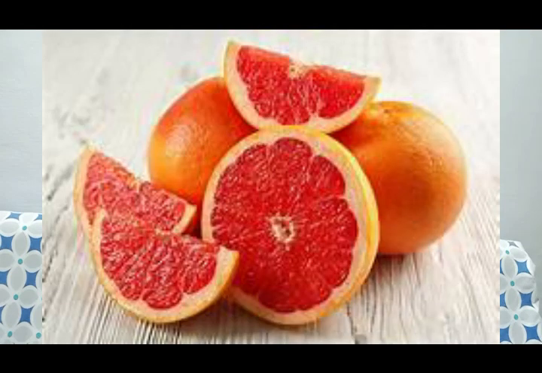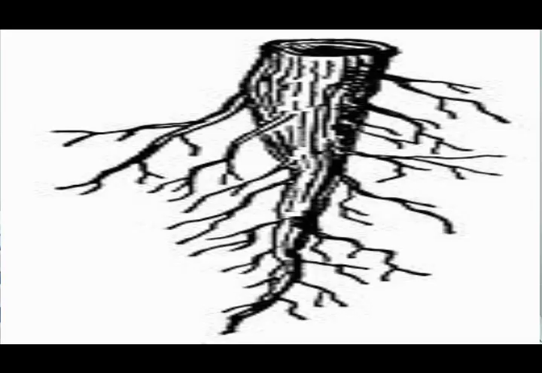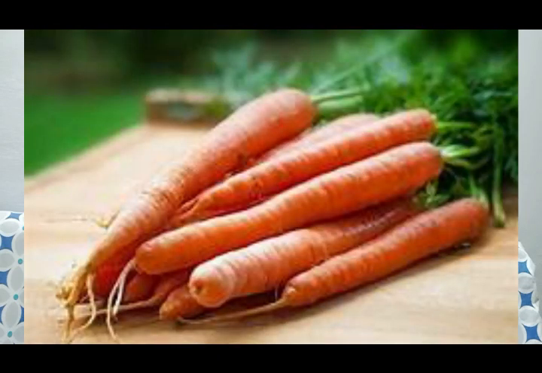Now we will study about the types of roots. There are two types of roots, the taproot and the fibrous root. Now you can see the taproot here. The taproot is the main root that grows into the soil from the base of the stem. Many smaller roots grow out of it. Plants such as radish, carrot, sunflower and mango have got taproots.